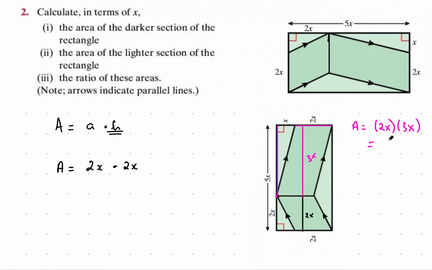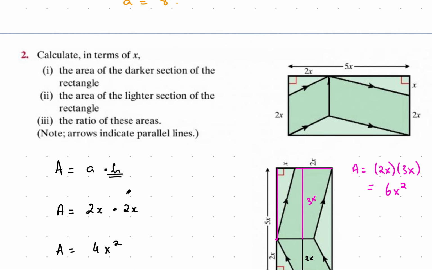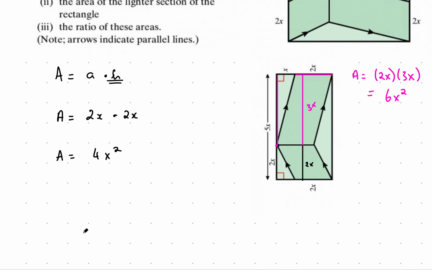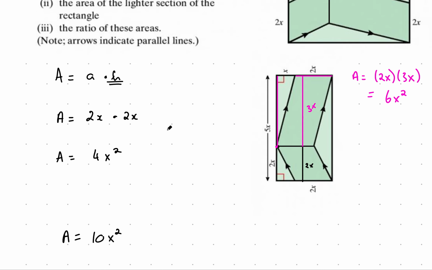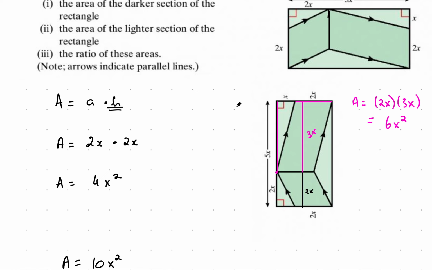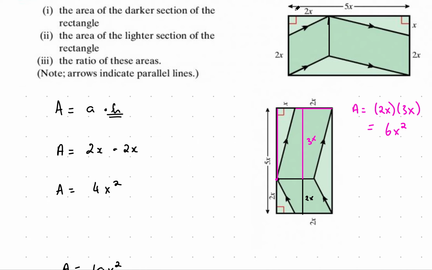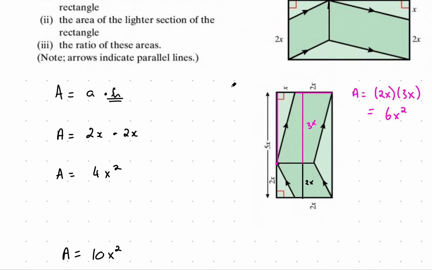And we can work both of them out. So that's 6x squared, and the one over here was 4x squared. Adding them both together then, we're going to get 10x squared as our final answer for the total of the darker region. It then says to find the area of the lighter section. So that one is straightforward because you're going to get the darker section and you're going to subtract it away from the whole rectangle. So the whole rectangle is 5x by 3x.